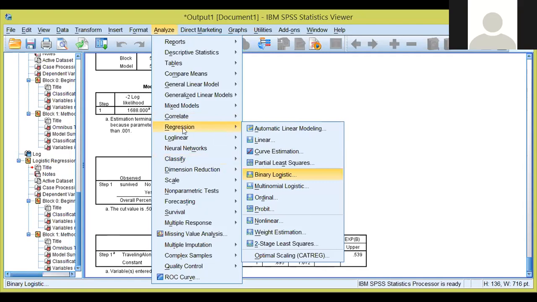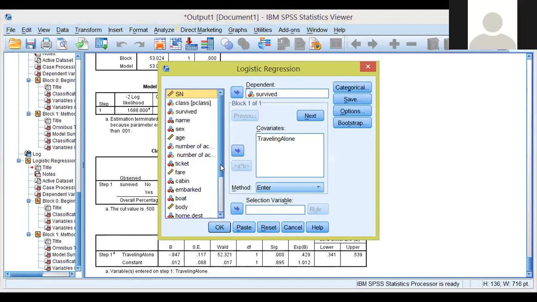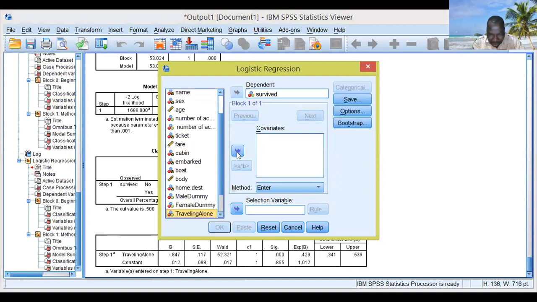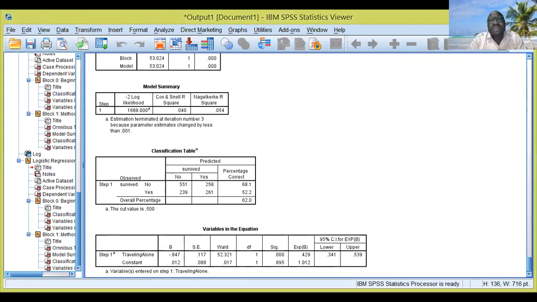Before we build a model, I want us to go to the data editor window. In logistic regression, if something is ranked, you can follow the rank.